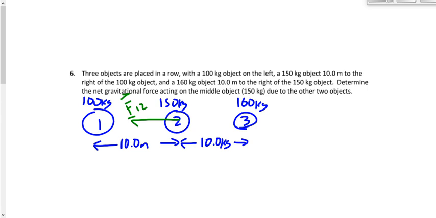3 on 2. Who haven't I called on today? I'm looking around. Luke, I don't think I've called on you. Force of 3 on 2 is which way? Point to the right. Yeah, 3 is pulled to the left, but I don't really care about that, right? Force of 3 on 2 is to the right. Now let's get both of those forces.